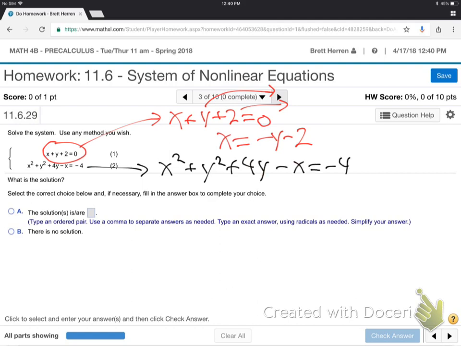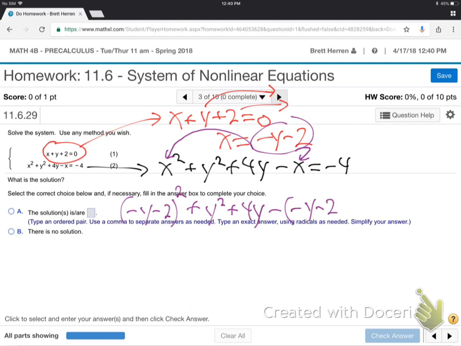So I'm going to take that whole thing and plug that in and plug that in. Boom and boom. Plug those in. And then what do we get? So we get minus y minus 2 squared plus y squared is 4y minus y minus 2.